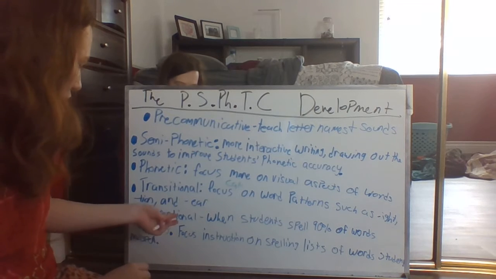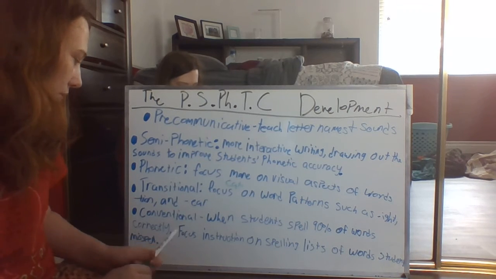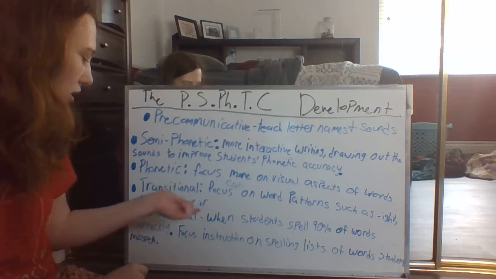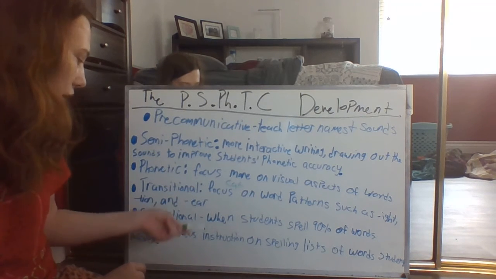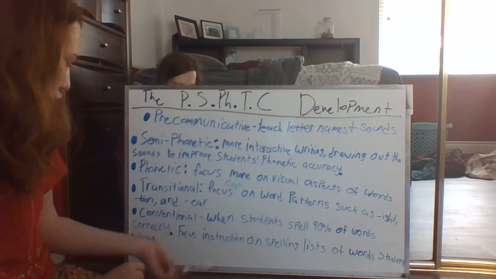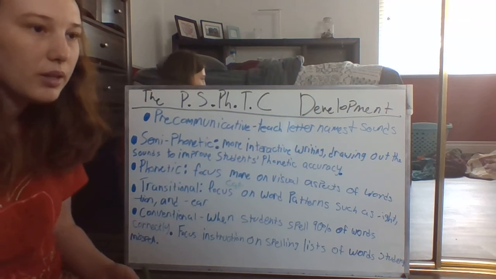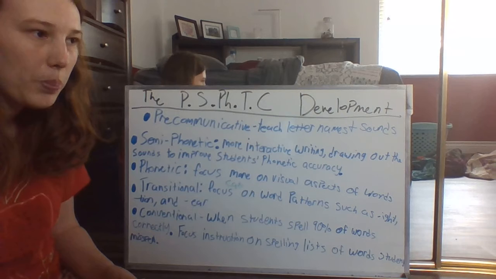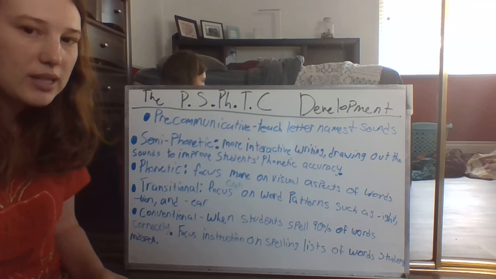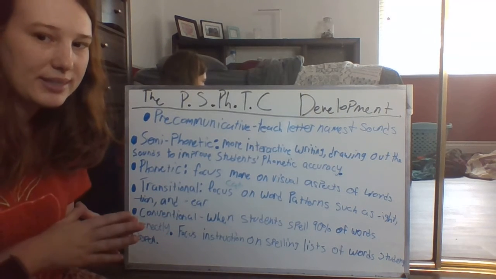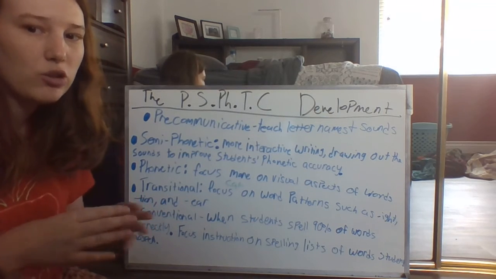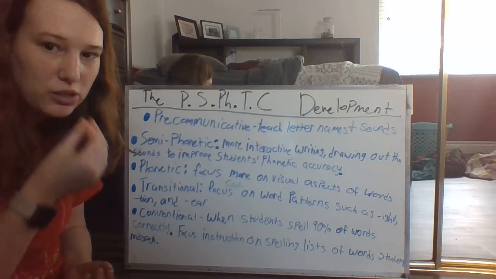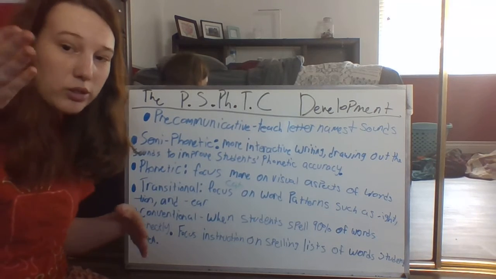And last but not least, we have the conventional. And the conventional definition states, when students spell 90% of words correctly, focus instruction on spelling lists of words students misspell. So, in this case, it's kind of like a spelling words list. At least when I think of this, I don't know if some of you, when you were in school, had a spelling words list.